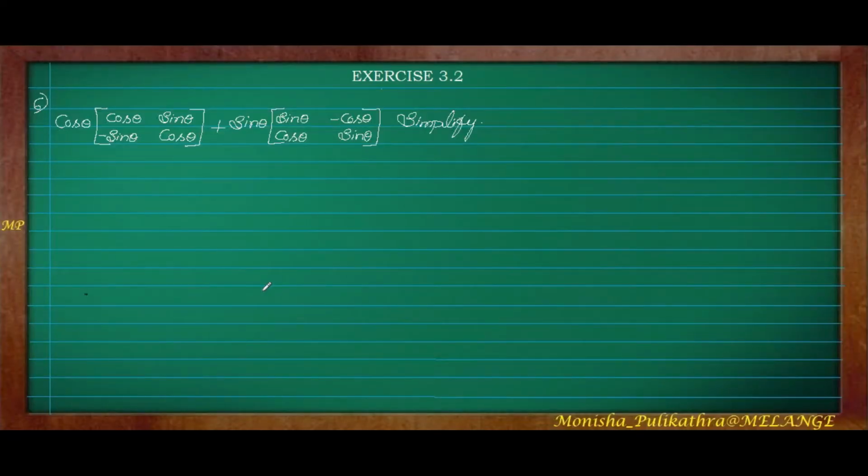Moving on to question number 6 of exercise 3.2. Here, cos theta into the first matrix, cos theta sin theta minus sin theta cos theta, plus sin theta into the second matrix, sin theta minus cos theta sin theta. We need to simplify this, so we have to multiply.